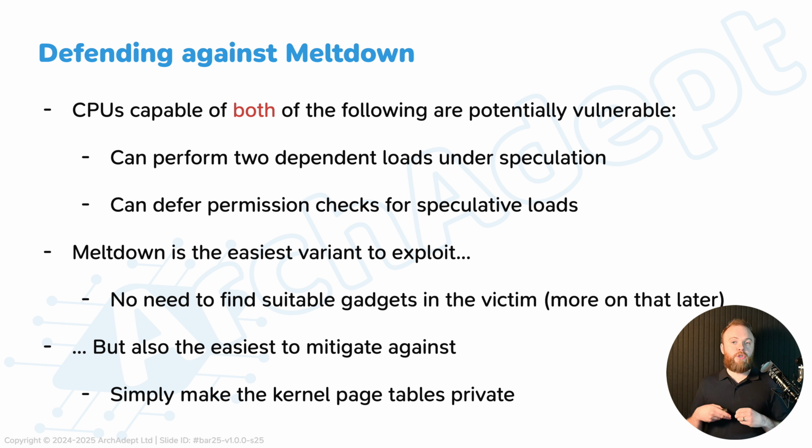Now, when it comes to actually exploiting and defending against Meltdown, the particularly bad news is it's the easiest variant to exploit out of those that we're going to see in these two lessons. And that's because there's no need to find suitable so-called gadgets that we can exploit in the victim software, like an attacker would need to do for Spectre. More on that in the next lesson.